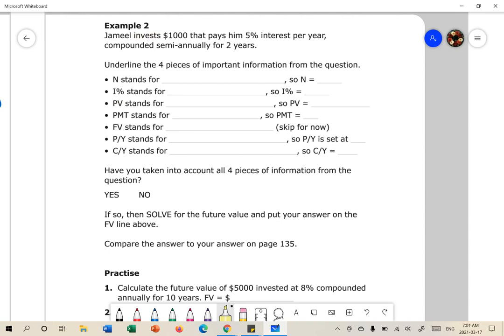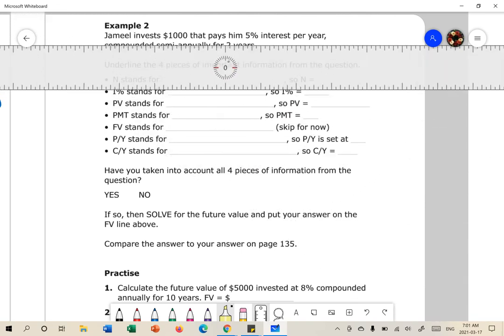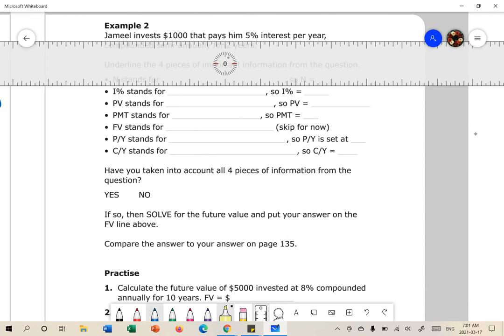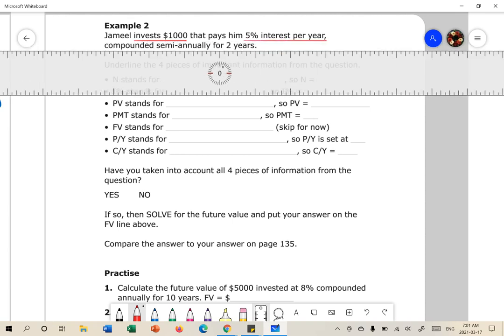So it's asking us to underline 4 pieces of important information from the question. So I'm going to take my ruler out. And what's important is his present value. How much does he begin with? And the interest rate is important. And the number of compounding periods per year is important. And how many years it takes for the term to mature is important as well.